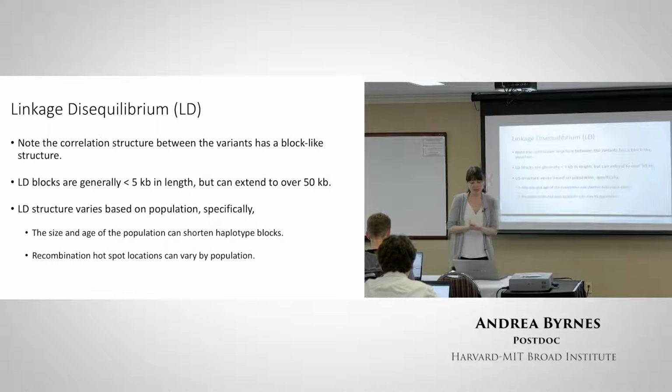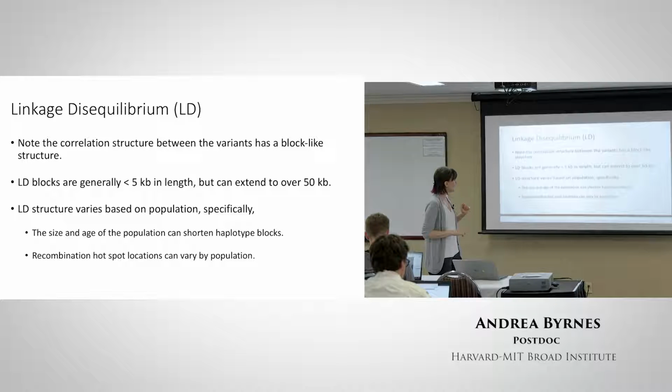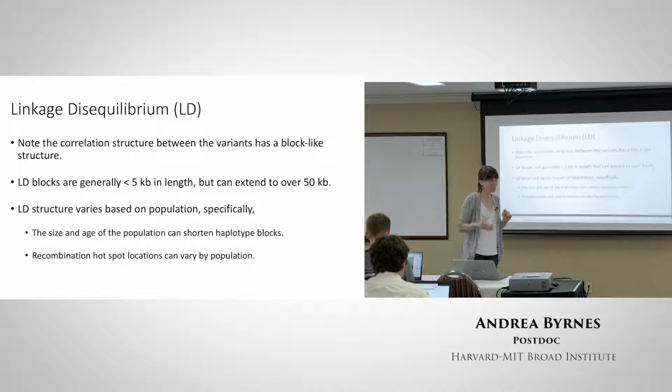So the LD blocks, different places will give you different estimates, but most of them tend to be less than 5 kb in length, but around 4 or 5. But they can be quite long. So this pattern of spatial correlation across SNPs can extend to over 50 kilobases. The kilobase, kilo, 1,000 bases, from this morning.